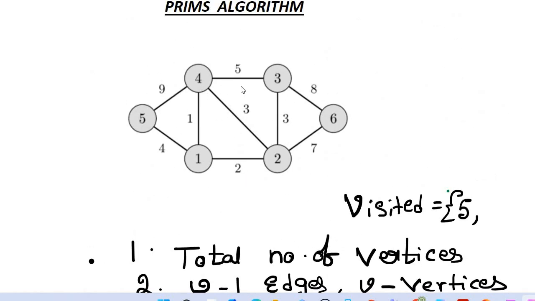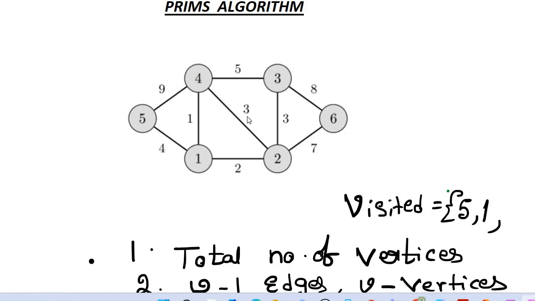Now 4 is connected to 3, 4 is connected to 2 and 1. 1 is already visited. Now 1 will become visited vertex. Now I should not consider 1. So what are the other options I have? 4 to 3 and 4 to 2. What is the cost associated with each? 4 to 3, it is 5, and 4 to 2, it is 3.